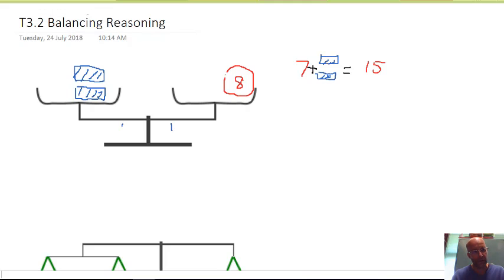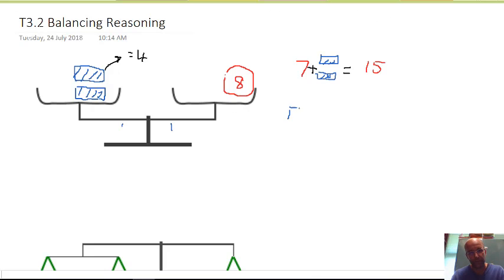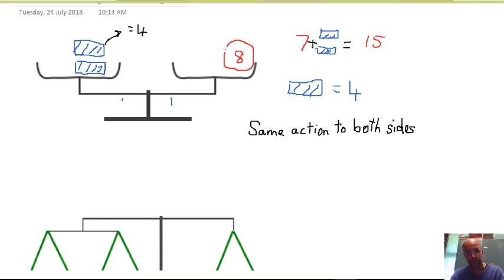Well, we can reason that directly. If they're identical, 2 of something makes 8. Well, we know 2 times 4. So the answer is each of those is equal to 4. So we can write our answer in here. 1 rectangular block equals 4. So that's our answer. Did you notice that we did the same action to both sides? Did you notice that?